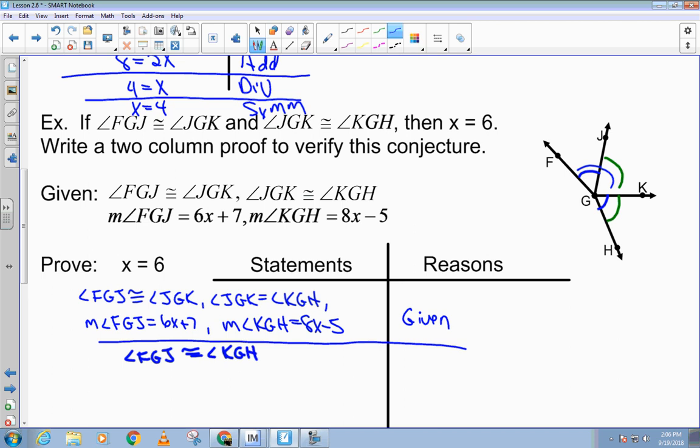Yeah, you could, but you look at the order which is stated. FGJ is congruent to JGK. Repeat, JGK is congruent to KGH. That would be probably more transitive.